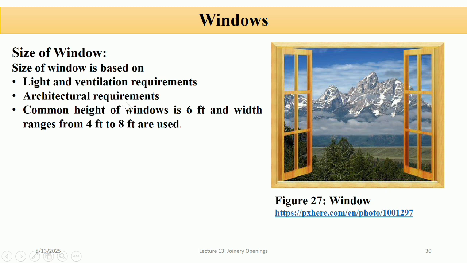Architectural requirement. So the size should be proportional to the size of wall and room. So windows should match the building's architectural styles for aesthetics appearance. In modern buildings, large glass windows are often used to give a more open and elegant look.